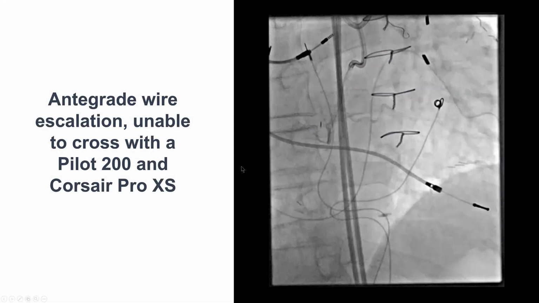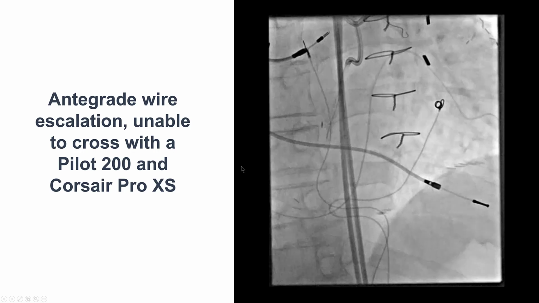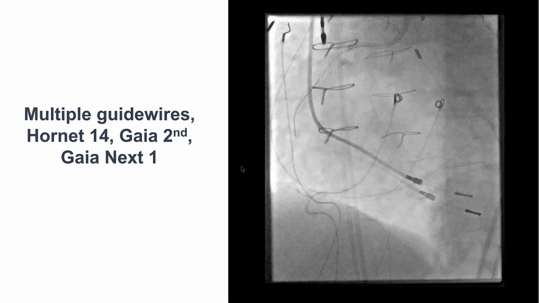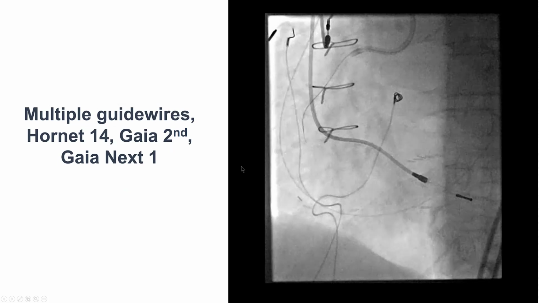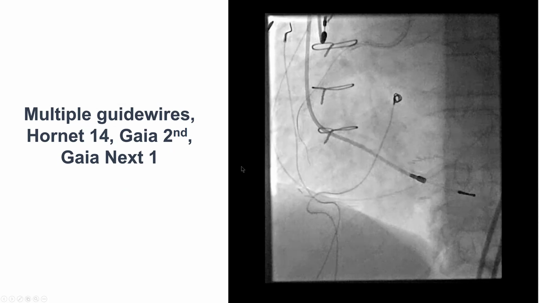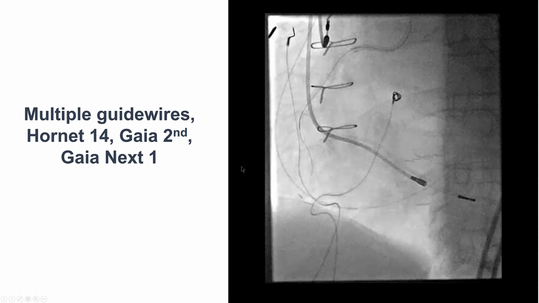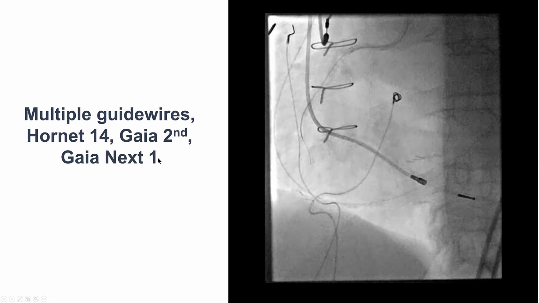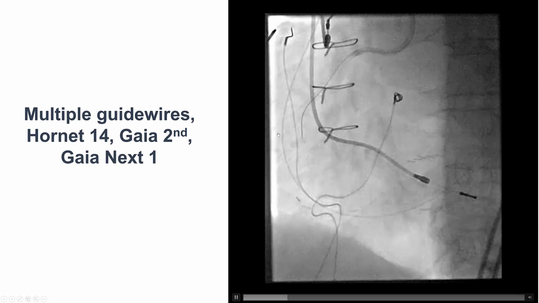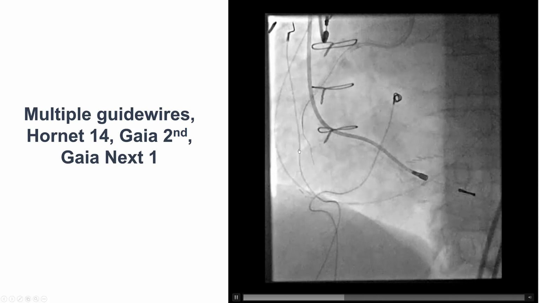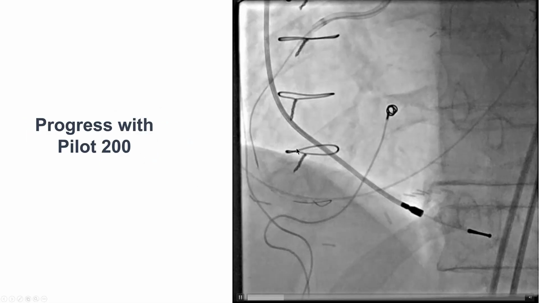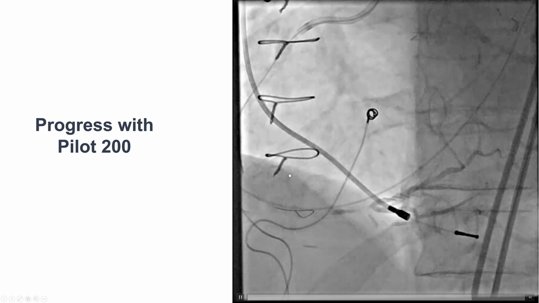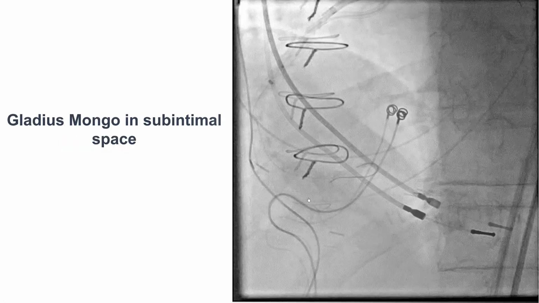So we did antegrade wiring. We tried the Pilot 200 through a Corsair that was unable to penetrate the proximal cap. We escalated to a more powerful penetrating guidewire, a Hornet 14, then went down to a Gaia Second and then a Gaia Next 1, and that allowed entry into the occluded segment. And then we switched for a polymer jacketed wire. This is a Pilot 200 that seemed to knuckle distally.